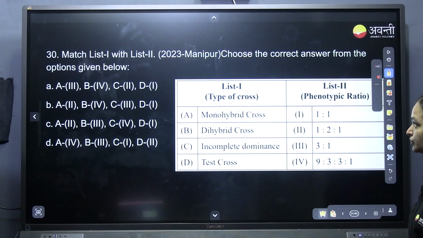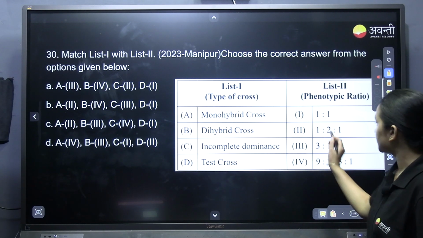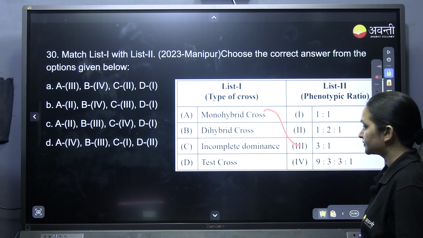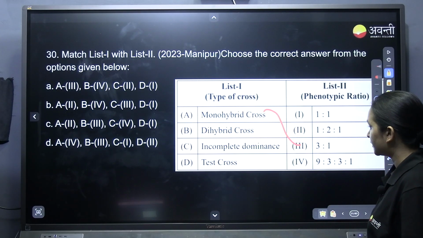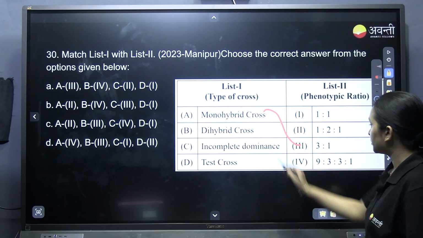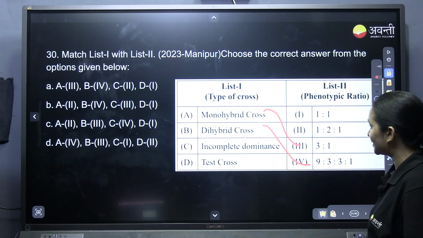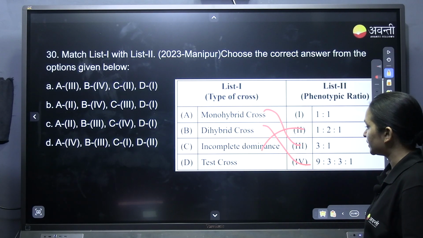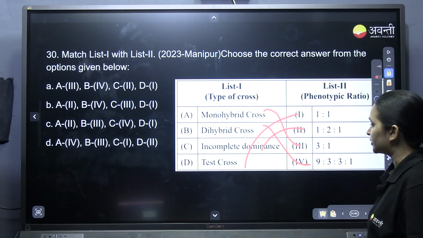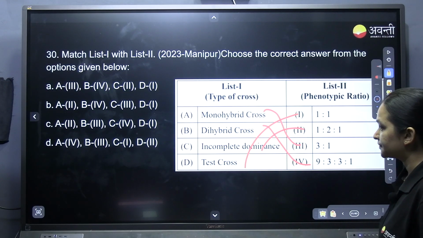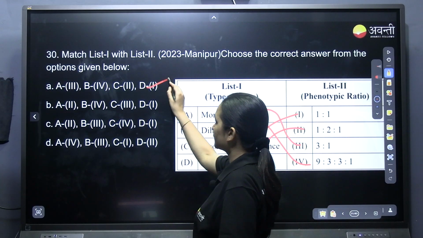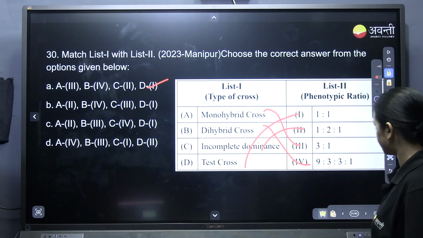Match list 1 and list 2. Monohybrid cross, the phenotypic ratio is 3:1. Dihybrid cross, the genotypic ratio is 9:3:3:1. Incomplete dominance 1:2:1. Test cross it is 1:1. With the first match we got it. A is the correct answer.